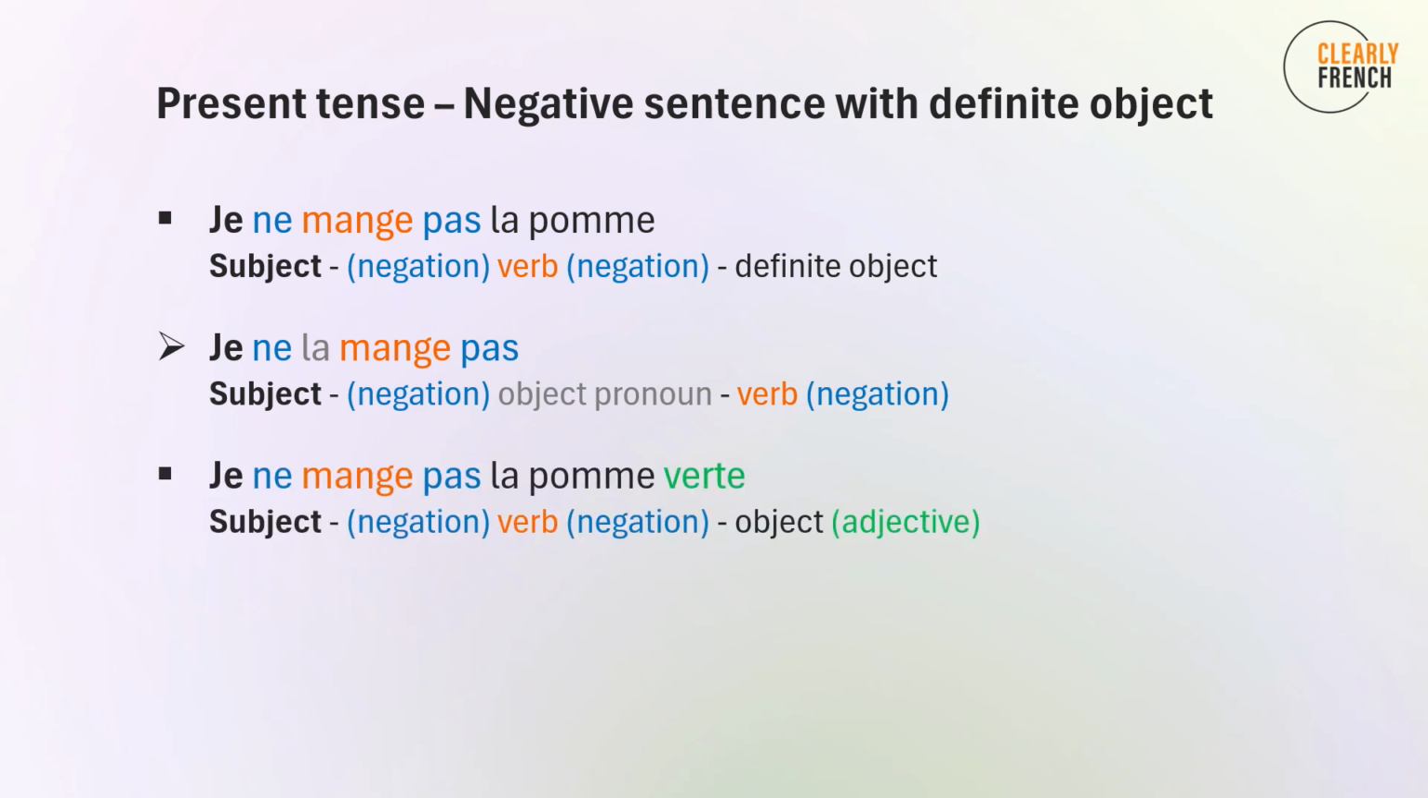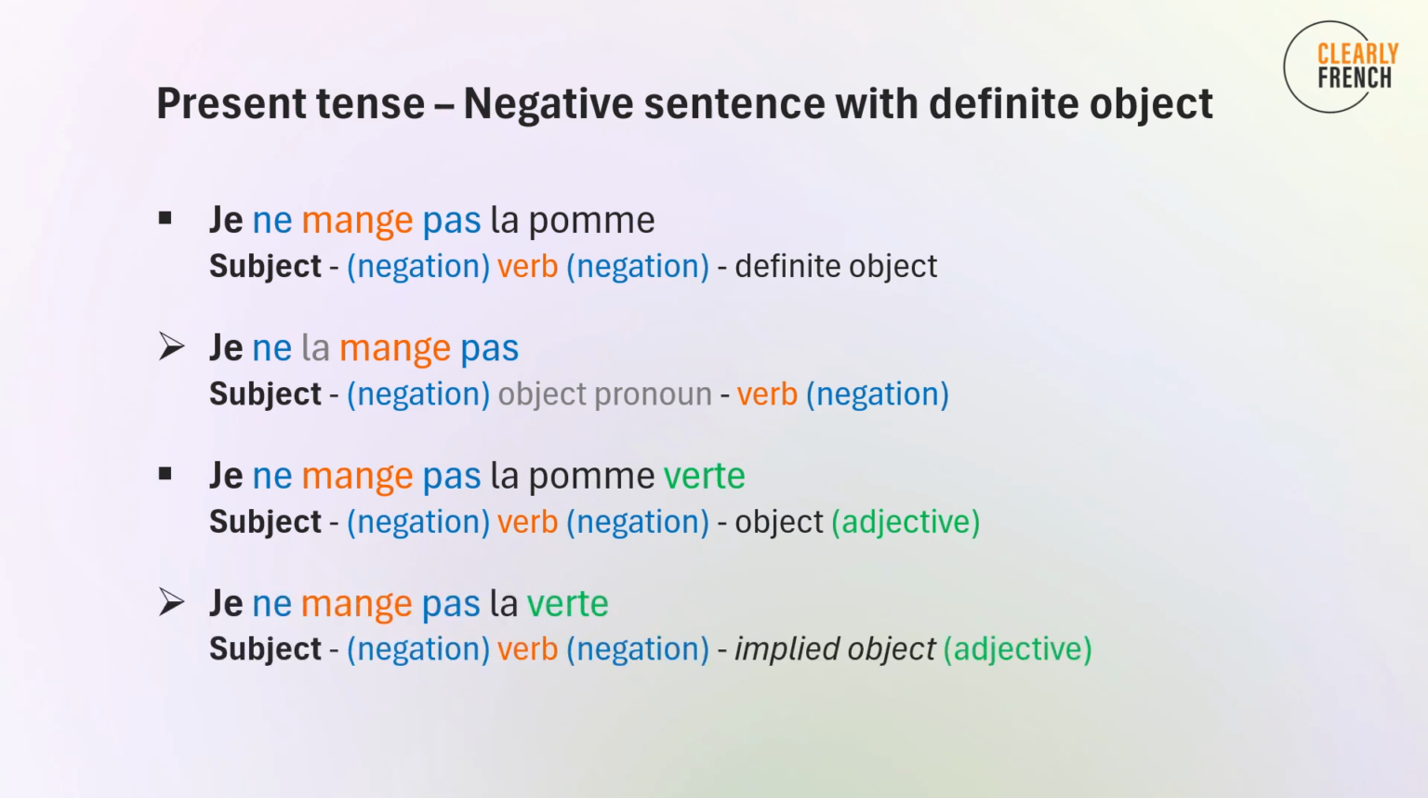Je ne mange pas la pomme verte. We've added an adjective to that. It goes on the end because it's the color. Je ne mange pas la verte. I don't eat the green one. Again, the implied object is there.